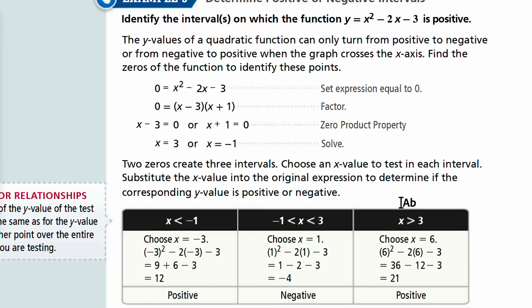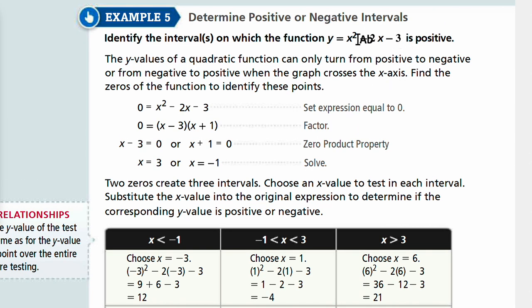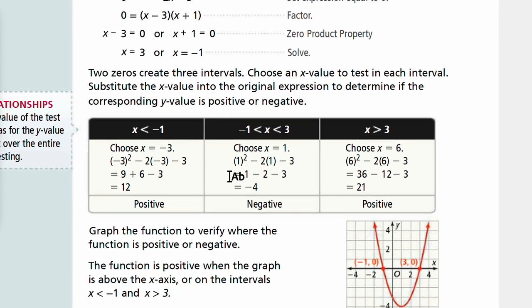Okay, so first of all, we want to factor this to find the zeros of the function. We already have done that in the previous example, so you should know how to do it by now, right? x squared minus 2x minus 3 is equal to 0, so that we can find the zeros of the function, factor, and use the zero product property to solve for x, and 3 and -1 would be our zeros. So in our graph, we see 3 and -1.